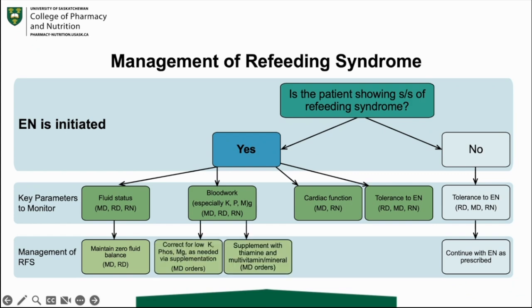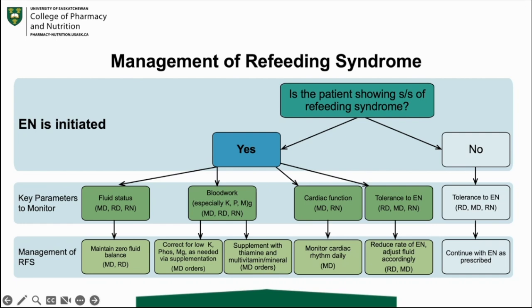Electrolytes should be corrected by supplementation as necessary, and patients should also be supplemented with thiamine and a multivitamin or mineral, as thiamine is typically depleted if refeeding occurs. Cardiac function must be monitored regularly, and the nutrition prescription must be modified, such as reducing the rate of the EN infusion if it is started too high, and ensuring minimal fluid is given to maintain a zero fluid balance.